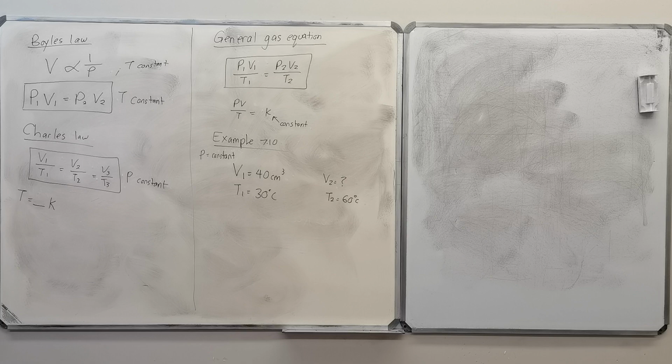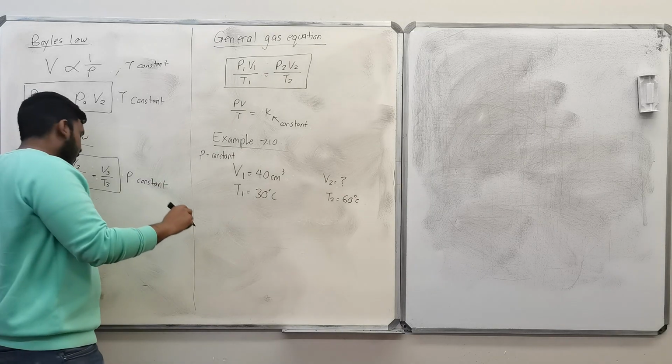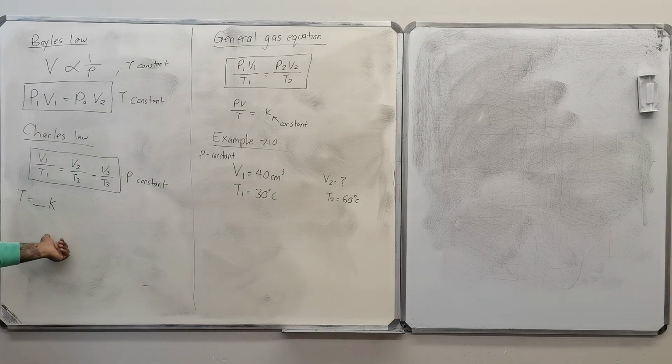Charles' law, right? Because Charles' law states that if your pressure is constant, your volume is directly proportional to your temperature. Okay? So, what do we also need to do? We need to convert this to Kelvin, because remember with Charles' law, well, for all these laws, your temperature needs to be in Kelvin. Okay?